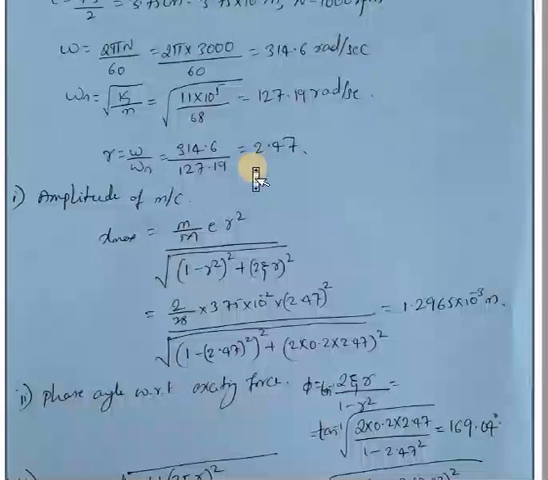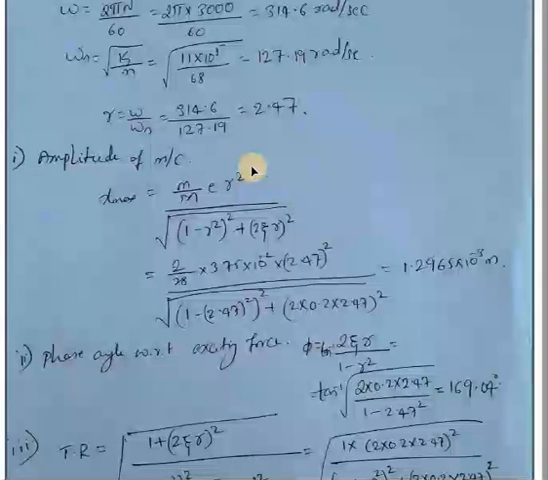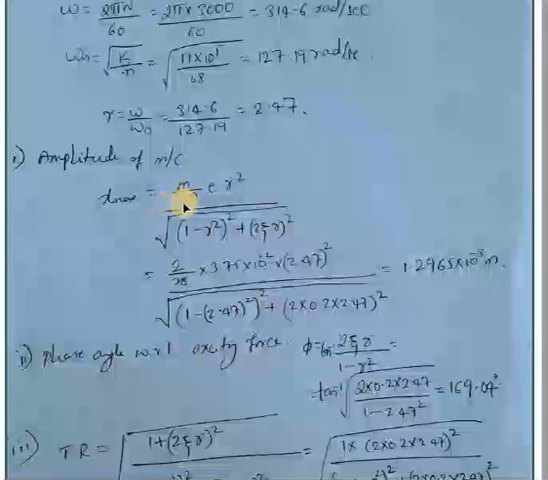The first question he has asked us is to determine the amplitude of the machine. So that is X max, which is given by m by M.